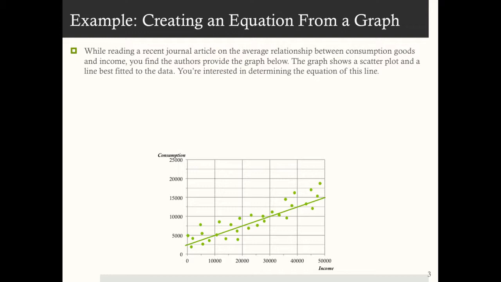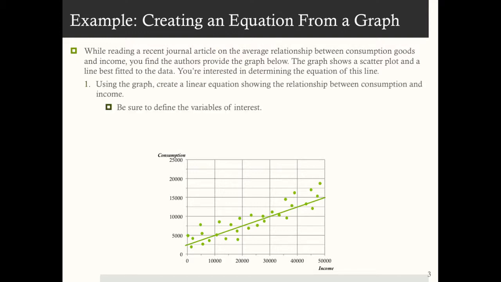So let's go through more of a word problem. While reading a recent journal article on the average relationship between consumption goods and income, you find the authors provide the graph below. The graph shows a scatter plot and a line that's best fitted to the data. You're interested in determining the equation of this line. So let's answer the following questions. Respond to the following statements. Using the graph, create a linear equation showing the relationship between consumption and income.